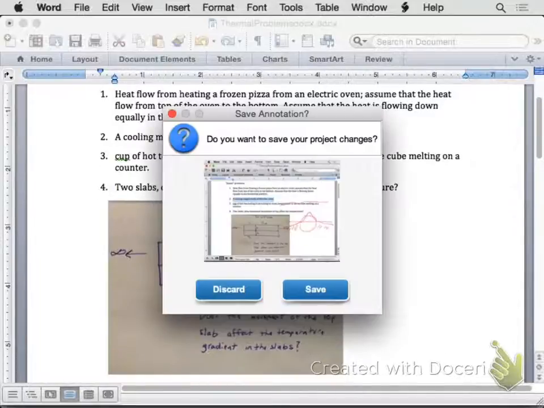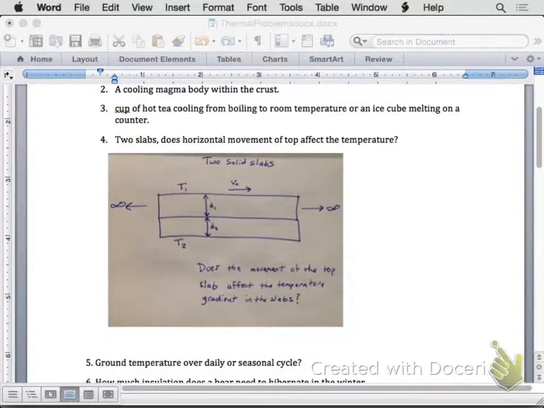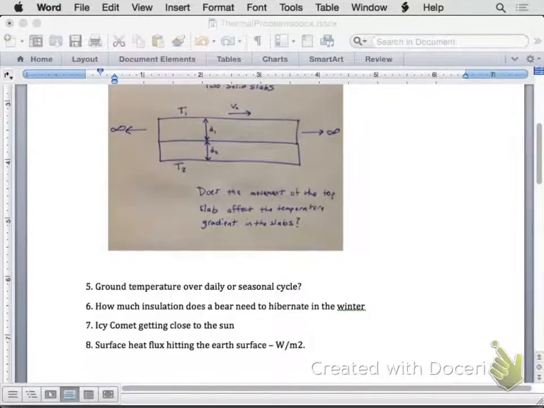So I want one group to think about those. I want one group to think about the slabs and the movement, initially, and we'll probably get to more of these, and then one group to look at the ground temperature over a daily or seasonal cycle.